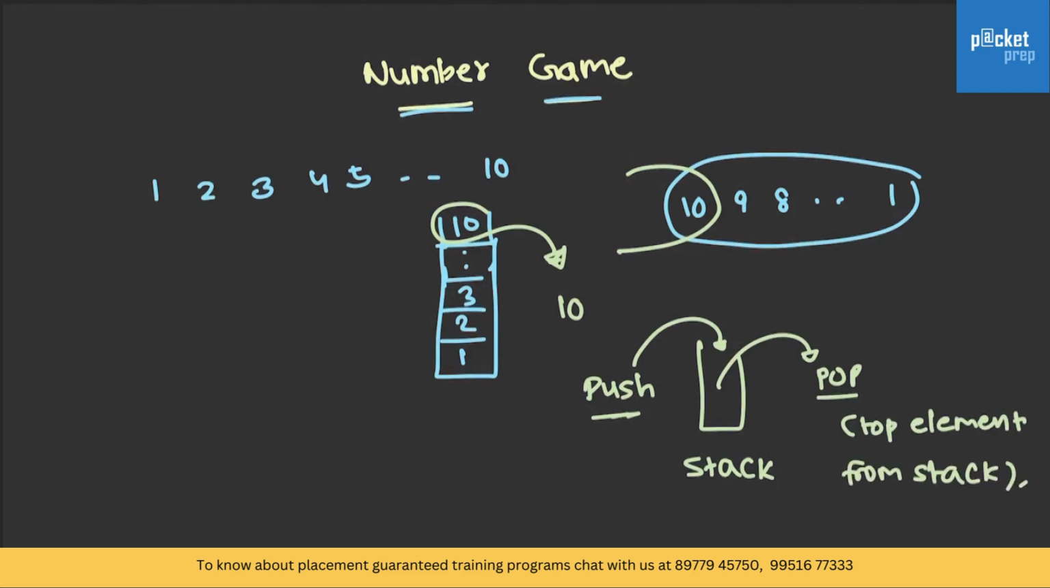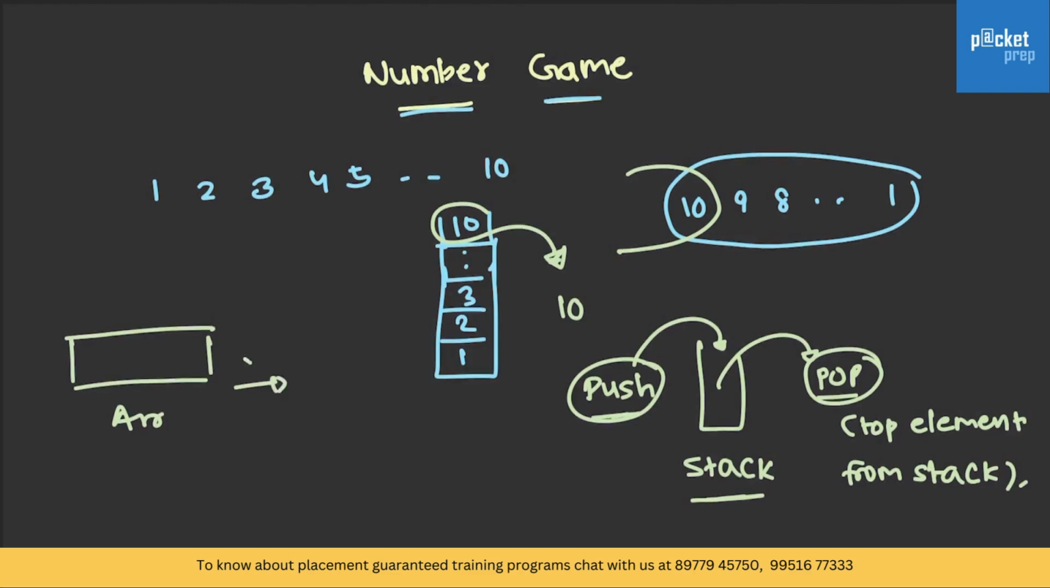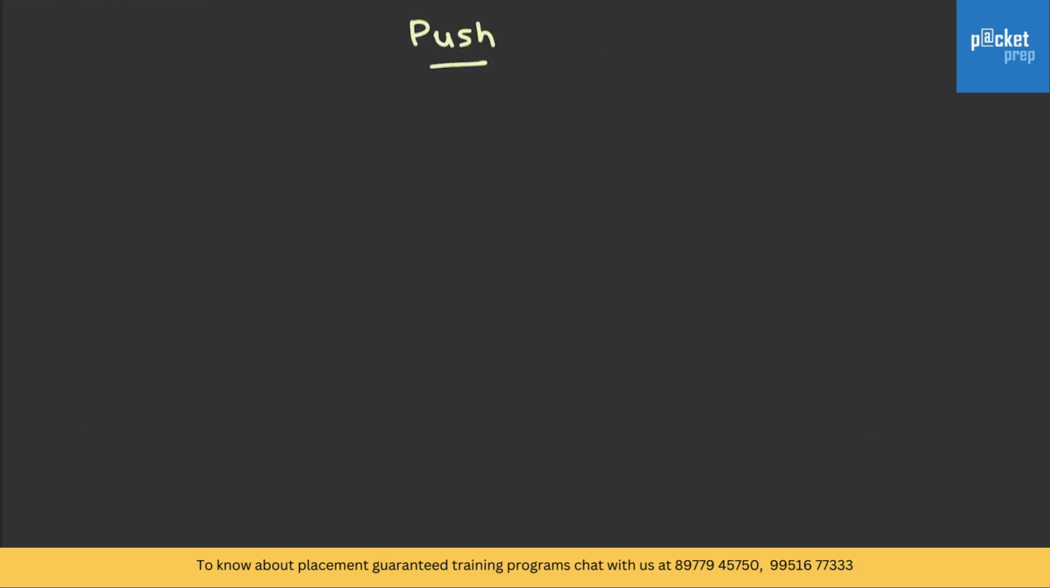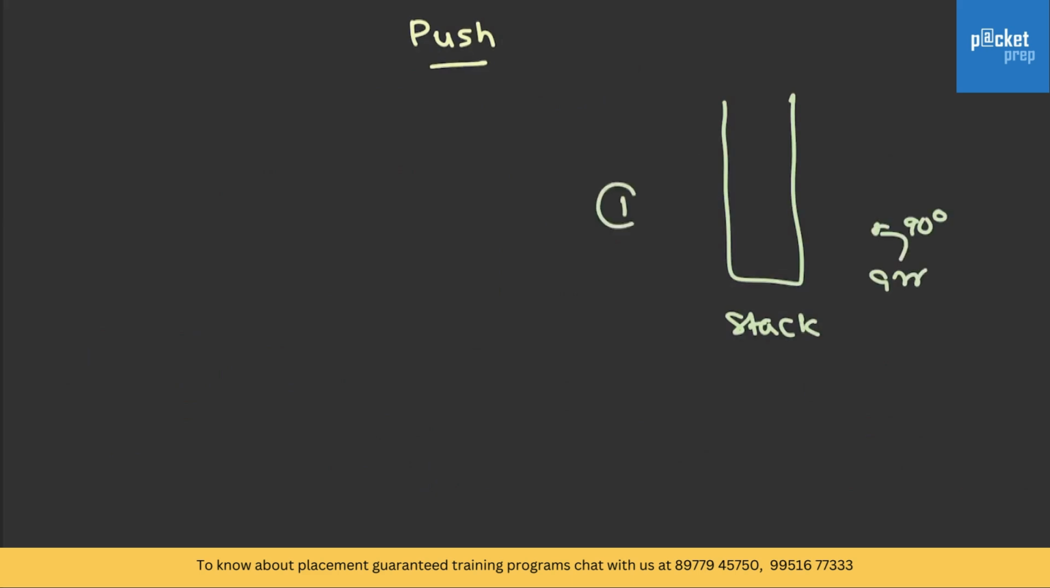Let's see how these push and pop operations are implemented with this stack. For implementing a stack, we can take an array and rotate it by 90 degrees to make it a stack, or as we have discussed, we can even use a linked list. Let's stick with an array for now and look at these push and pop operations. For defining the push operation, let's see what exactly is happening here. Now I have a stack which is an array that has been rotated by 90 degrees, and I want to have a number.